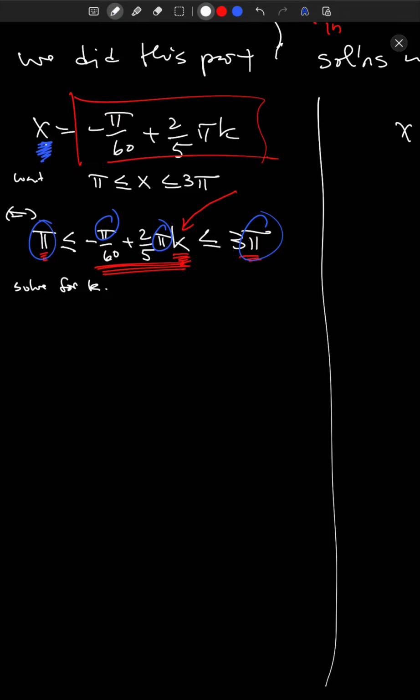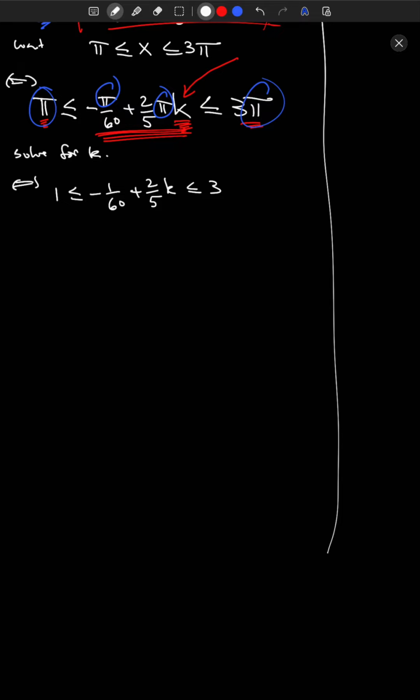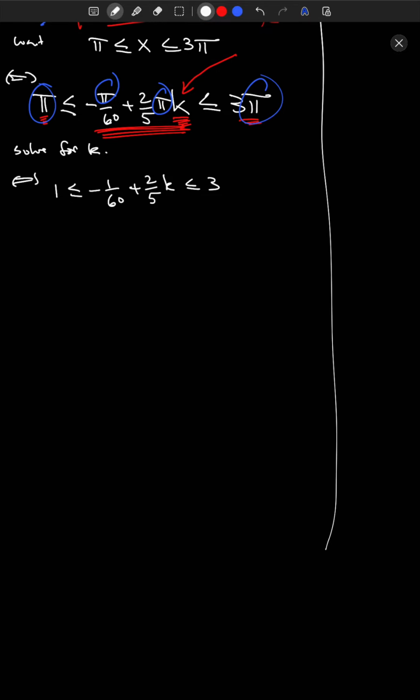So the first thing I can do just to make my life a little easier is just divide through by pi. And so I just get 1 less than or equal to minus 1 over 60 plus 2/5 k less than or equal to 3. All right. Okay, that's just a feature of a lot of the problems that we'll see.